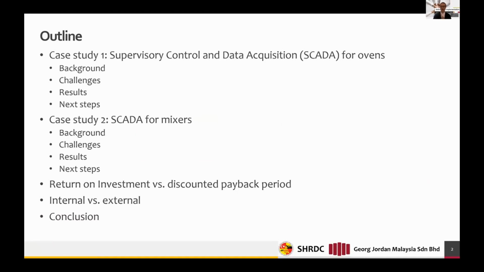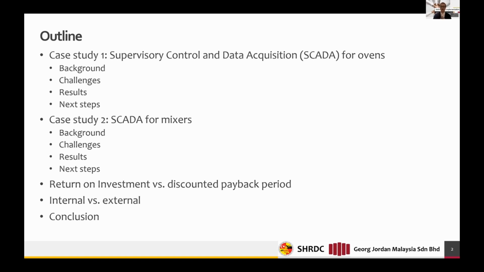In today's presentation, we cover 2 case studies of successful Industry 4.0 implementation at Georg Jordan, Malaysia SDNBH, covering supervisory, control, and data acquisition. For each and every case study, we will talk about its background, so you will get a brief understanding about the project. Secondly, we will talk about the challenges we faced during the project execution, during the implementation phase.